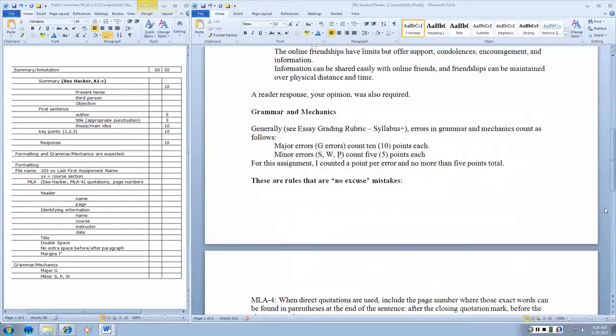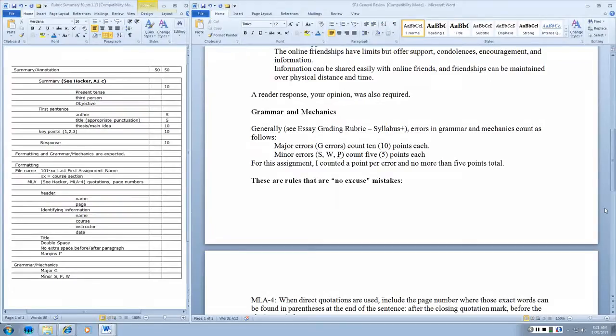The next portion of grading that I want to talk to you about is at the very bottom of the rubric, and it is grammar and mechanics. Generally, if you see the grading rubric that was included with the syllabus, errors in grammar and mechanics count a significant part of a grade because they're particularly important. Major errors, those that are the G errors, count 10 points each. So in an essay, 4 major errors would mean that the paper would not earn more than a D.